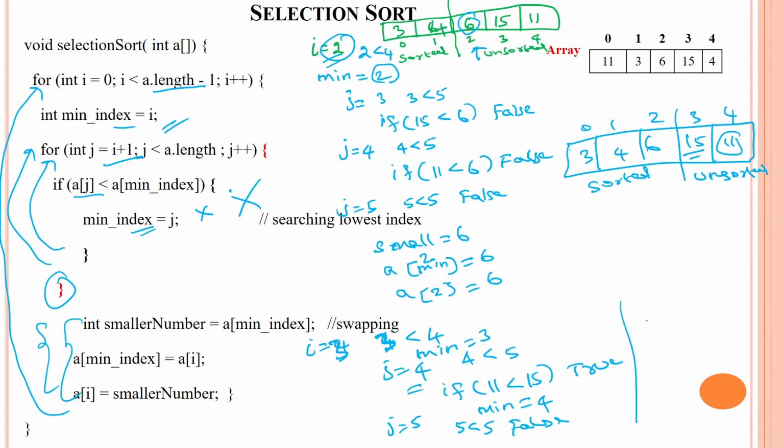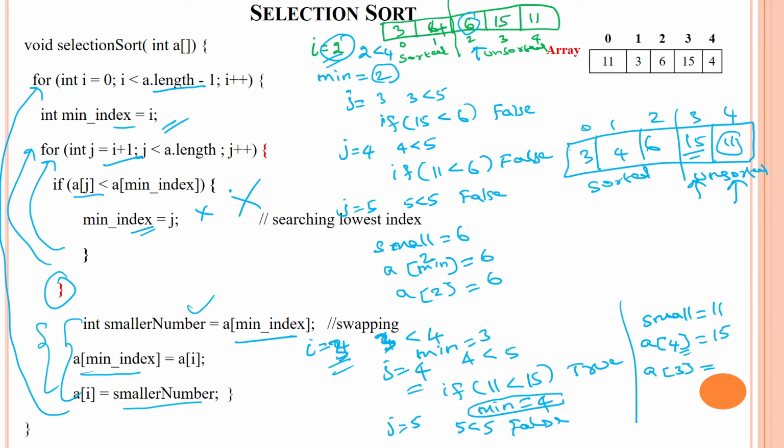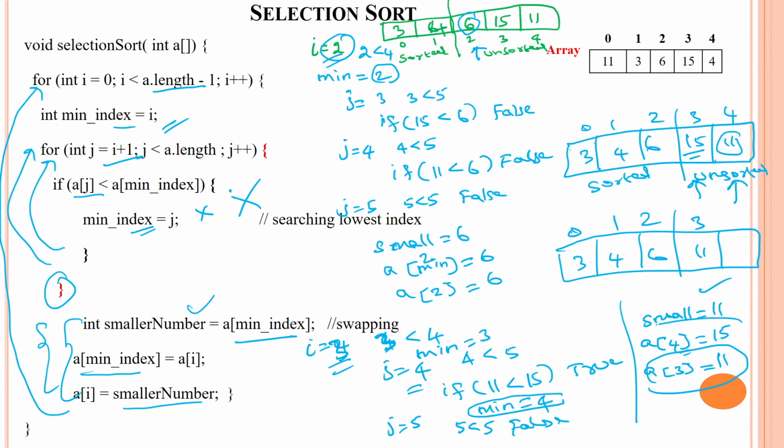In the swapping, what we will do? We are doing the smallest number, smallest number is a of minimum index. What is the minimum index? 4. A of 4 is 11, so 11 is assigned into the smallest number. Then a of minimum index, here 4, so a of 4 is assigned with a of I. What is the I? 3. So a of 3 is 15, so 15 is assigned into a of 4. Then a of 3 is assigned with the smallest number, which holds 11. So now the array is updated. Already 3 4 6 are sorted, at indices 0 1 2. Then the third index is updated with 11, and the fourth index with 15.